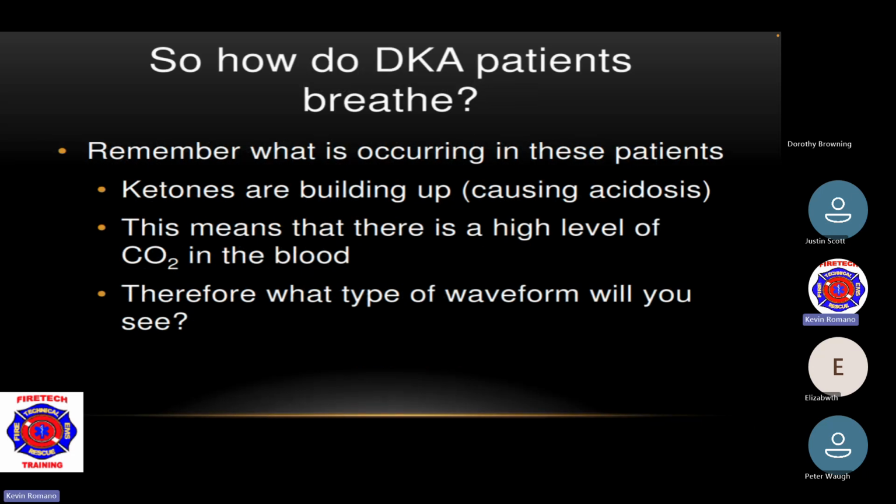So how do the DKA patients breathe? Remember, what's occurring in these patients is ketones are building up, causing acidosis, right? So you have those high levels of end tidal, because remember, anything high in this case is acidotic for end tidal reading only. pH is different. Low pH is acid, high pH is alkalotic. But in the end tidal world, high numbers are acidotic, low numbers are alkalotic. This means that there is a high level of carbon dioxide in the blood. Therefore, what waveform will you see with this patient here?